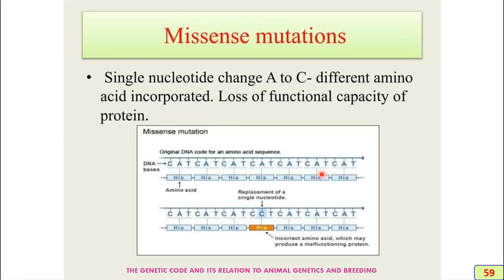Then missense mutation means a single nucleotide change, A to C, and a different amino acid is incorporated, then loss of functional capacity of the codon. That's called a missense mutation. Please note down all these important terminologies, what all the missense mutations are, etc.